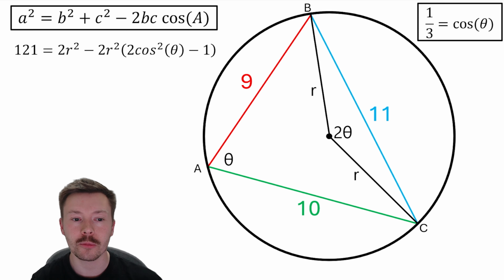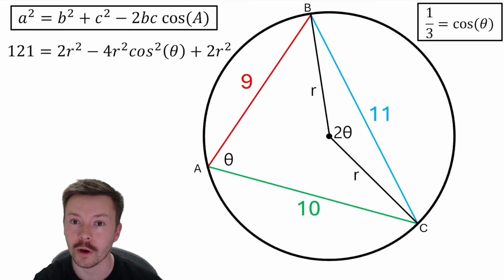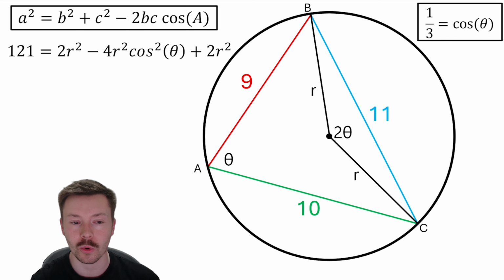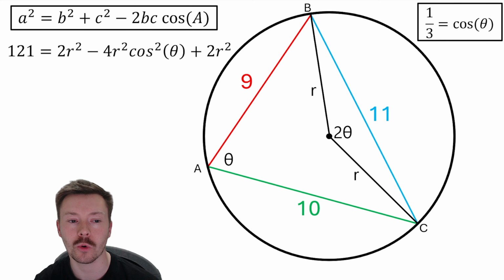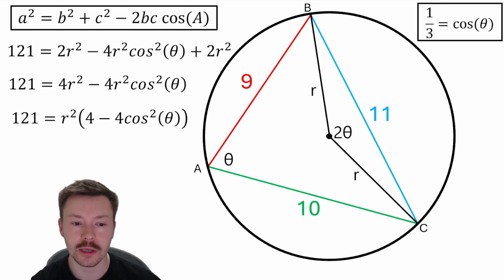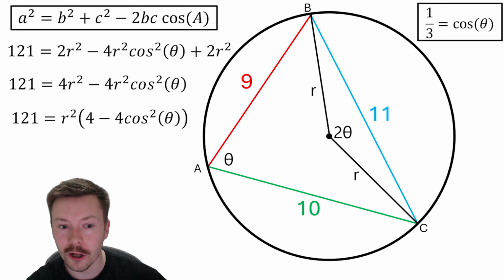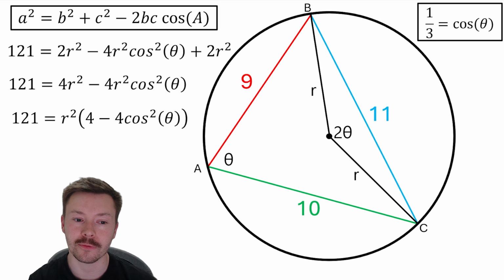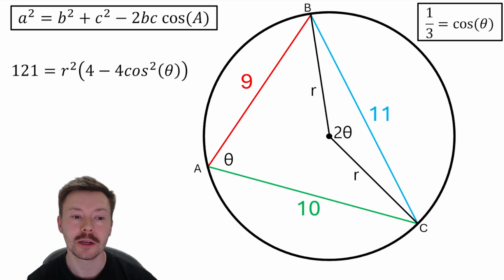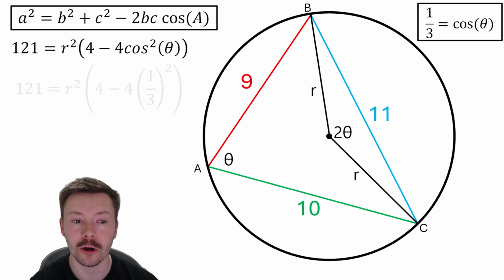From there, I'm going to expand that bracket and get 2r squared minus 4r squared cos squared theta plus 2r squared is equal to 121. That gives me 4r squared minus 4r squared cos squared theta. Factorise the r squared out because remember we're solving for r, and we get r squared brackets 4 minus 4 cos squared theta. And then I'm going to replace the cos theta now with a third.